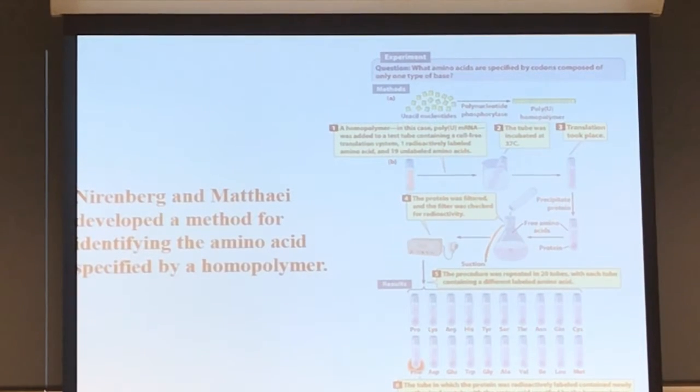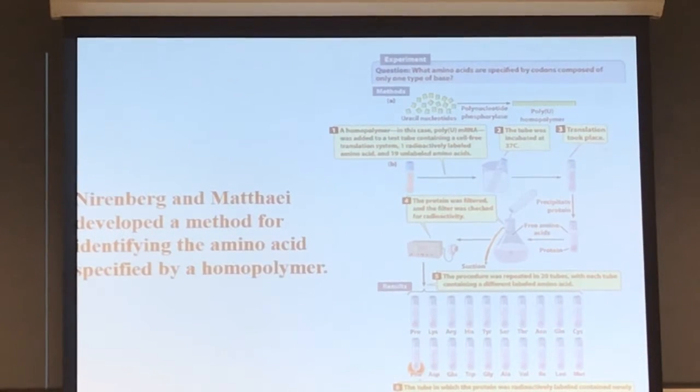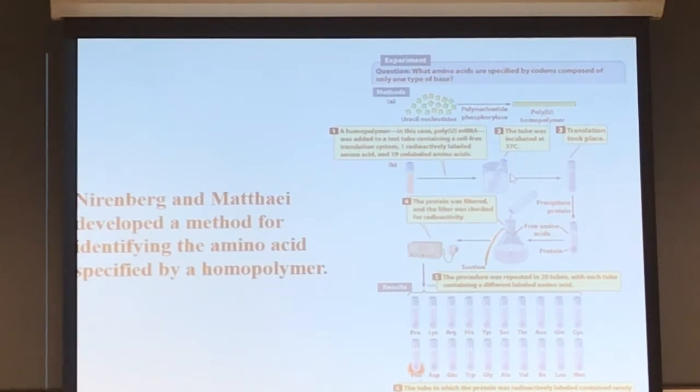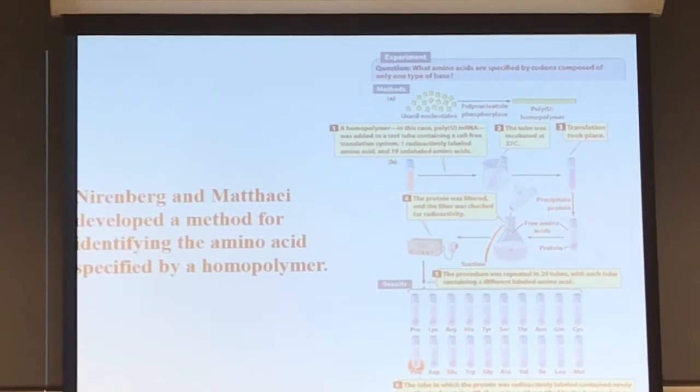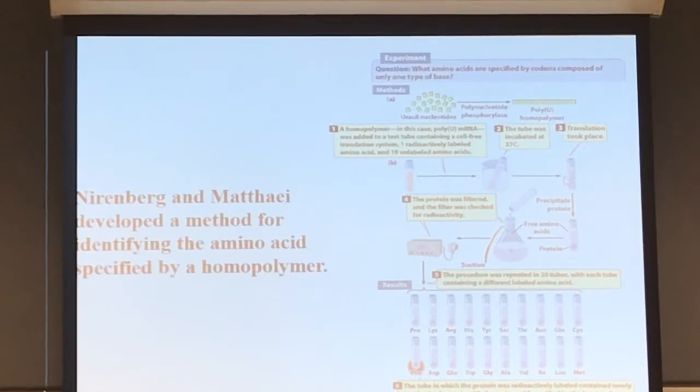Now you create something called a uracil homopolymer, which is nothing but a string of uracils linked by an enzyme called polynucleotide phosphorylase. Then you incubate this homopolymer of uracil with enzymes and amino acids. Then you spin it, get rid of the single amino acids, and filter out the protein. Now you just see which of these proteins is actually radiolabeled.